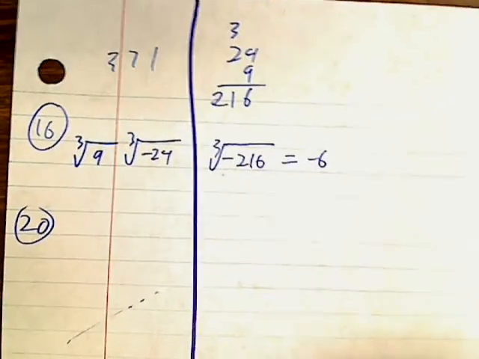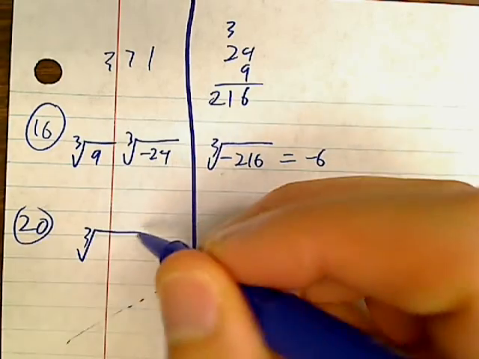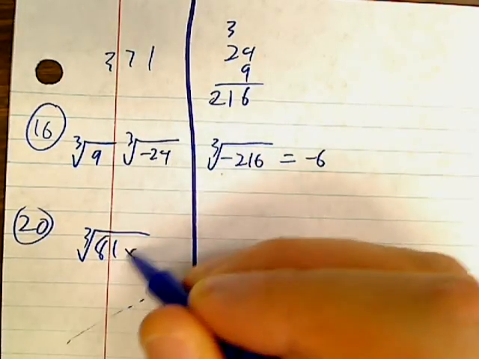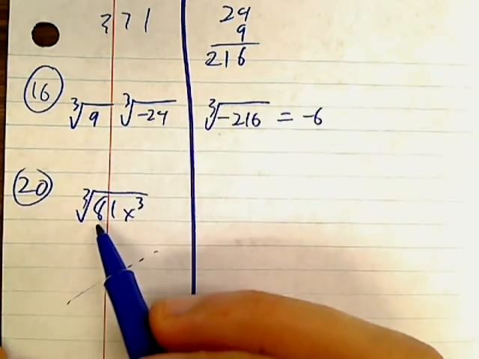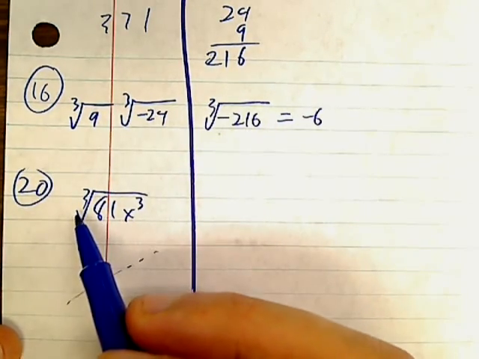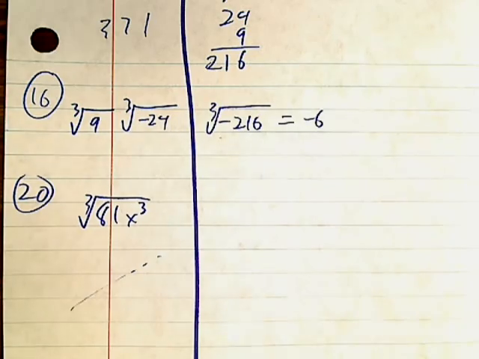Let's try number 20 next. The third root of 81x cubed. And don't let that 81 fool you. It's a perfect square, but is it a perfect cube? Go ahead and pause.